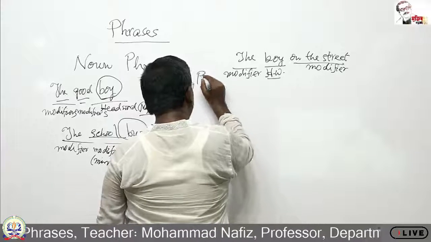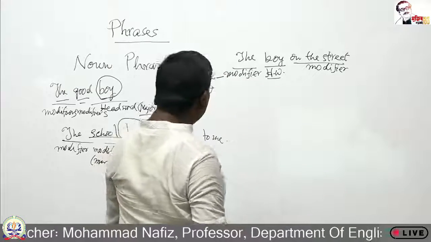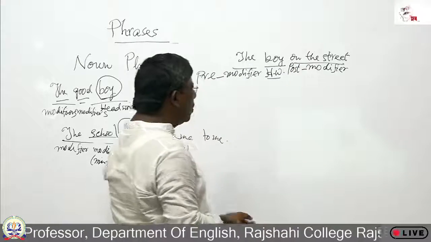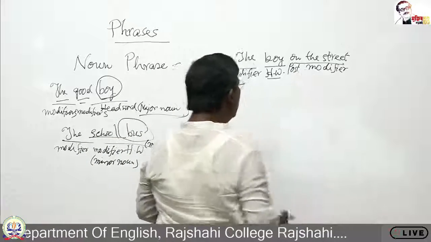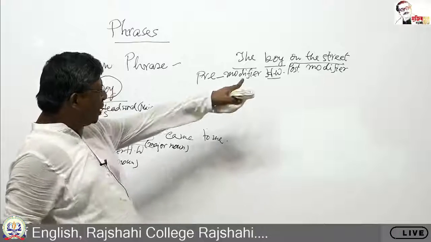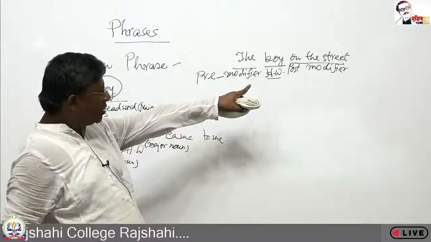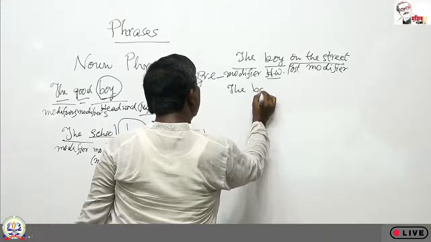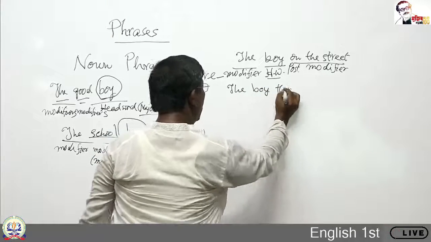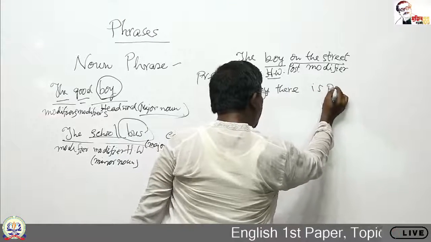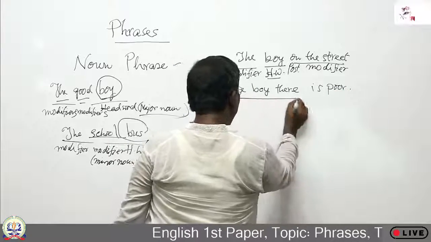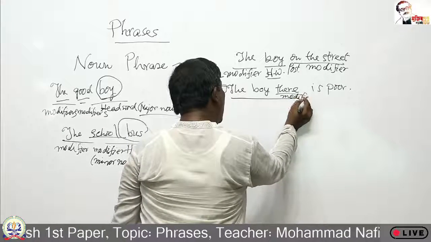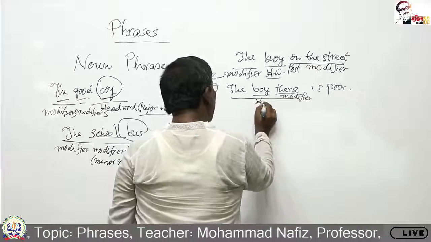The modifiers which are used before the head word are called pre-modifiers, and the modifiers which are used after the head word are called post-modifiers. We have a number of post-modifiers. We have an adverbial phrase or a prepositional phrase as the post-modifier. We may also get adverbs: the boy there is poor. We have the boy there as the subject in this sentence, in which there is the modifier and boy is the head word.